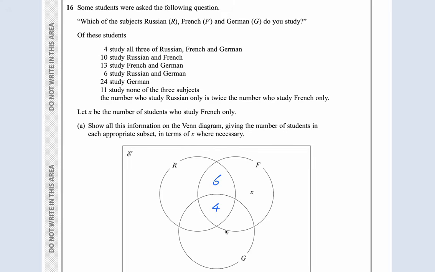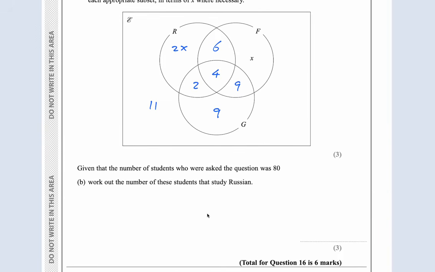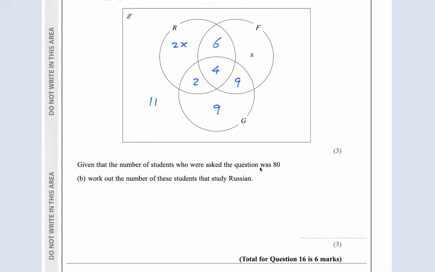13 study French and German. This is 9, because 9 plus 4 is 13. 6 study Russian and German: 2 plus 4 is 6. 24 study German. Here I'm going to put 9, because 9 plus 9 plus 2 plus 4 is 24. 11 study none of the 3 subjects, so I'm going to put 11 here. And Russian only is twice the number who study French only, so this is 2x.